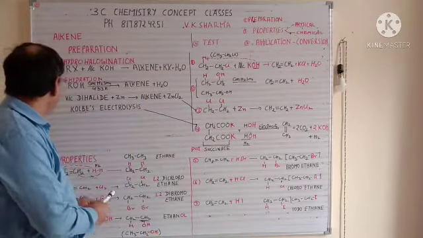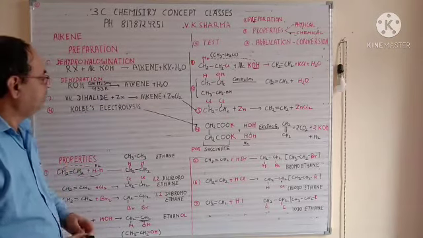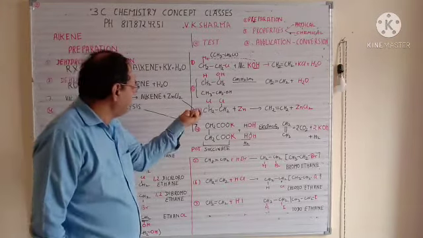Now the next preparation we have is vicinal dihalide with zinc, that will give you alkene plus ZnCl2. Vicinal dihalide means two halogens should be side by side. If these two halogens are on one carbon, that is called geminal. Geminal won't give you alkene, only vicinal will give you alkene. So keep in mind that the two halogens should be side by side. When you react with zinc, this metal is very reactive with the halogen, so zinc will take both halogens.